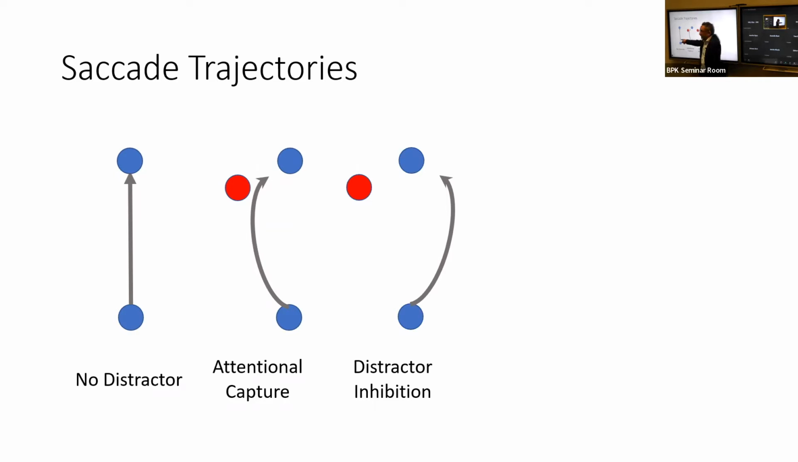Well, you'd think you'd go back to straight, but you don't. You actually shift away in the other direction. So your movement is curved away and your endpoint is shifted away from it. And that's the sign of inhibiting the distractor.